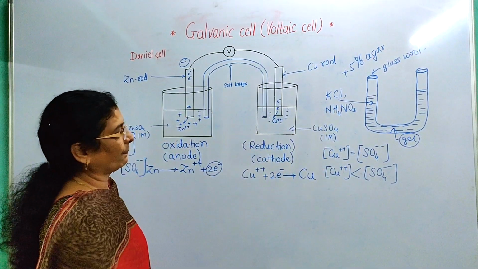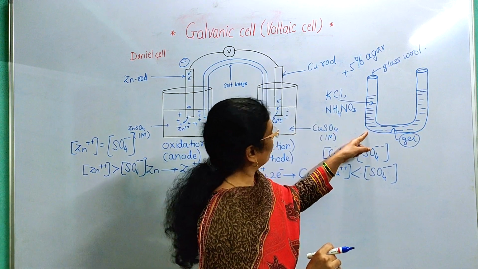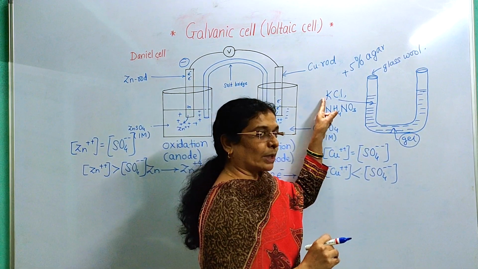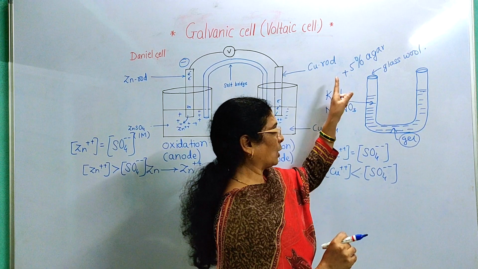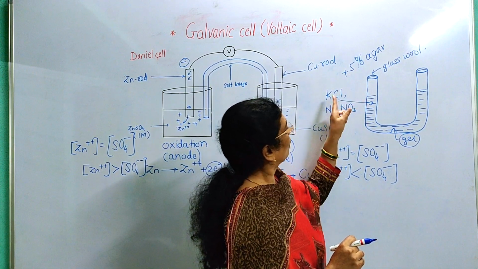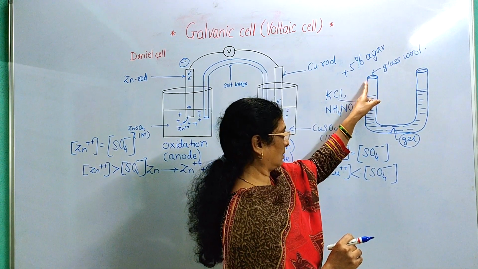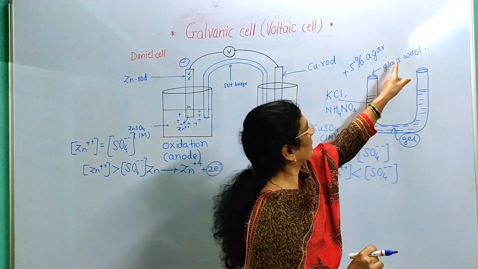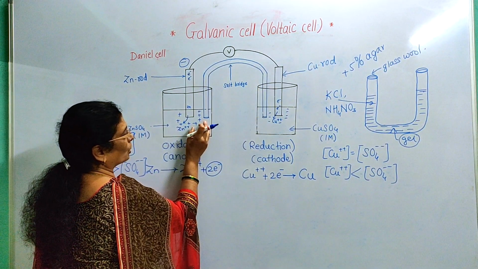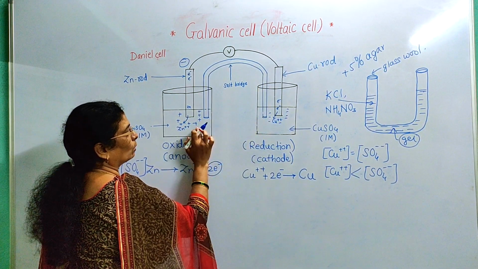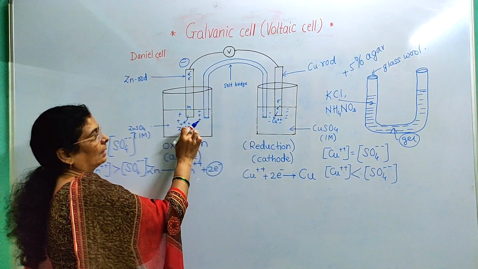How is a salt bridge prepared? See here, we take one U-shaped glass tube. In this tube, we take a saturated solution of KCl or NH4NO3, and 5% agar powder is added to make the solution gel type, and the two limbs of the U-shaped tube are closed using glass wool plugs. Like this, the salt bridge is dipped in the solution containing the two electrodes, which are connected indirectly.